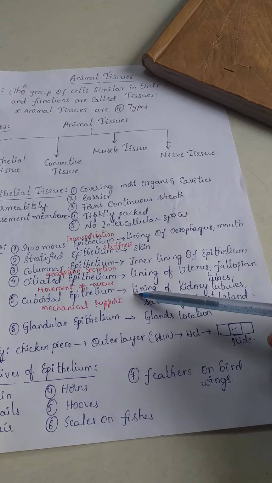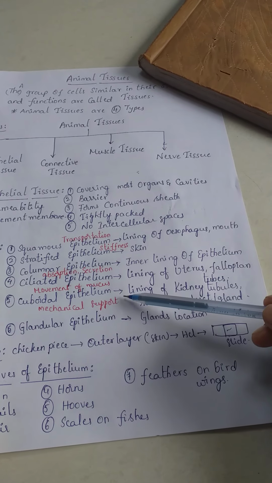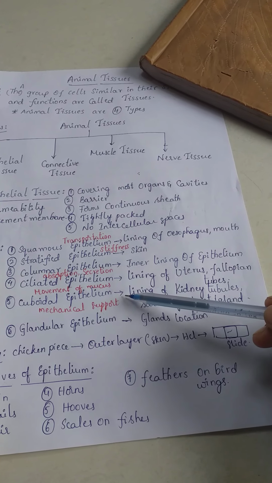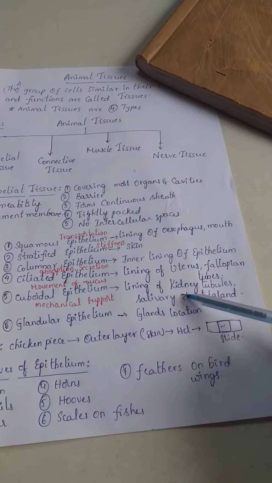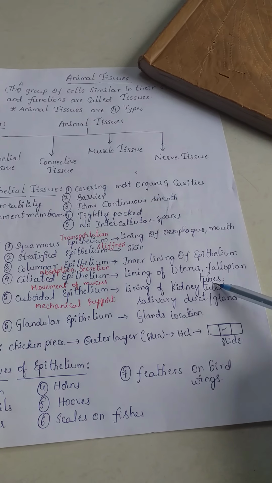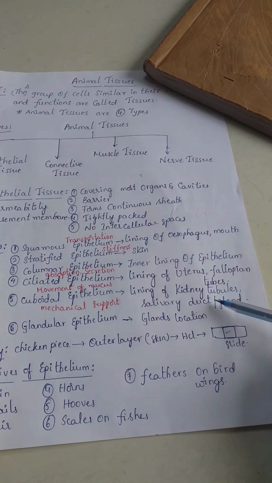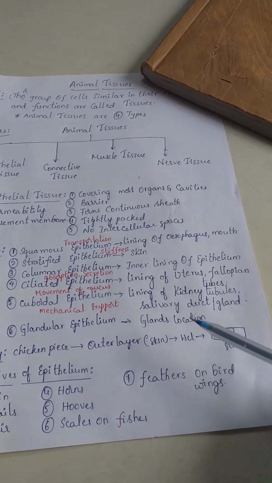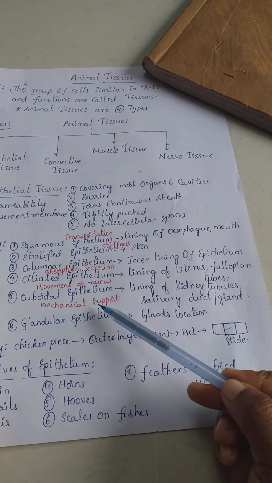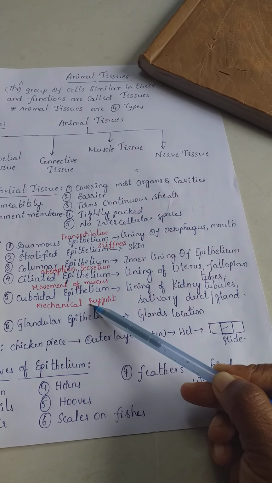Next one, cuboidal epithelium. In cuboidal epithelium, the cells are cube shaped. This can be seen in the lining of the kidney tubules and also in the ducts of the salivary glands. As the cells are cube shaped, they give mechanical support.